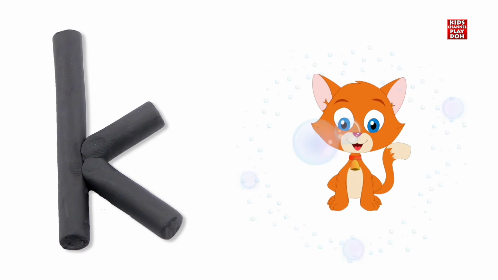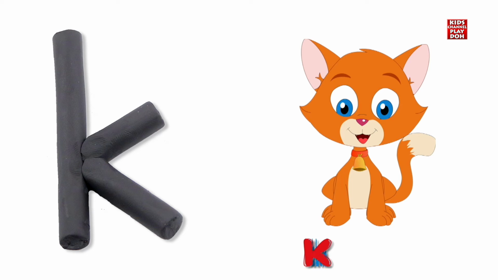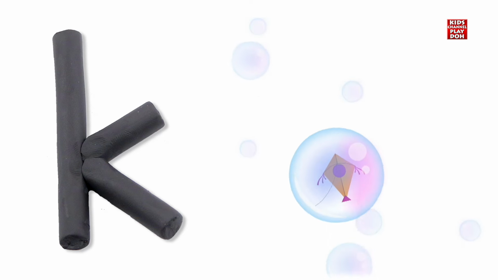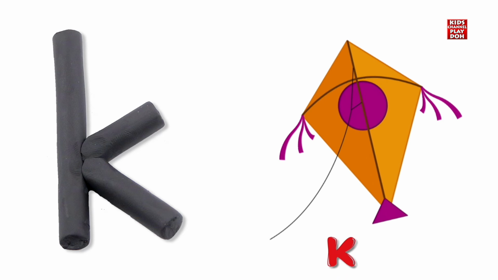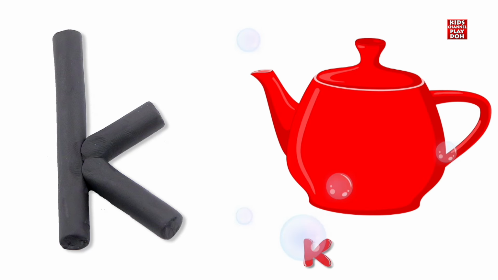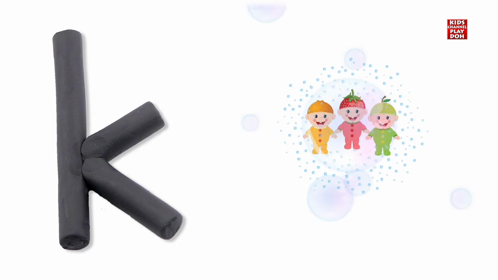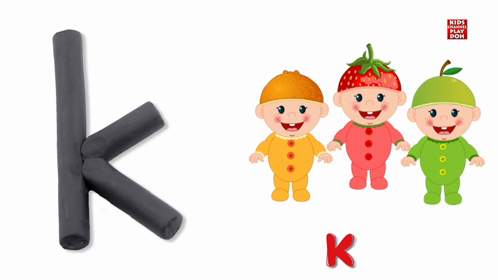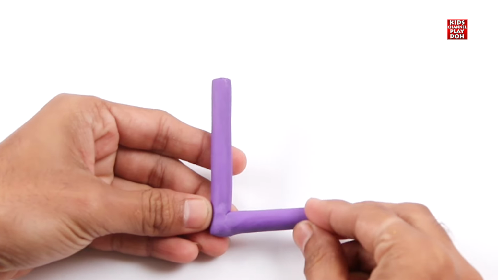K is for kitten, kitten. K is for kite, kite. K is for kettle, kettle. K is for kids, kids. Here comes the letter L.